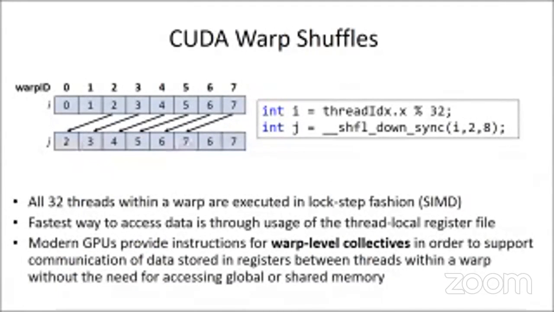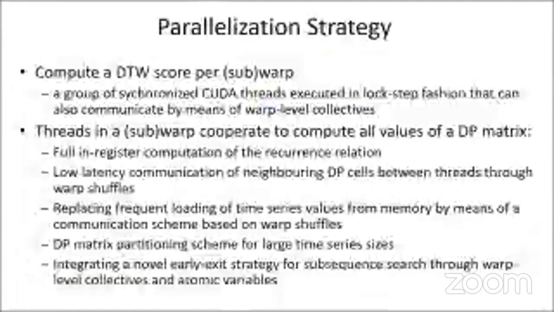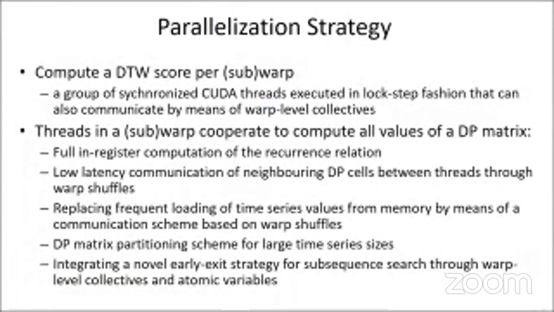Here is a bit about the warp shuffle. The important warp shuffle operations in this work are shuffle down sync and shuffle up sync, where you can move a value stored in a register of a thread to other threads, so either down or up. Important here is to the left neighbor or to the right neighbor, and this can be done with a single instruction. This is much faster than shared memory.